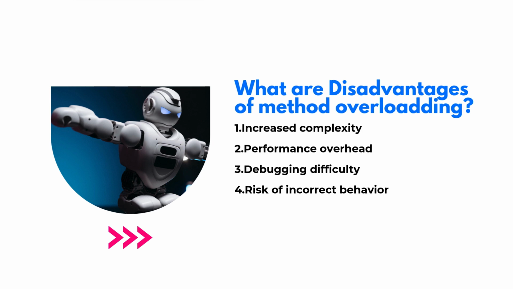What are the disadvantages of method overriding? It makes code harder to understand due to multiple method implementations. It involves a slight runtime cost because method calls are resolved at runtime. Tracing which overridden method is executed can be confusing. Poorly overridden methods may break base class logic or expectations.